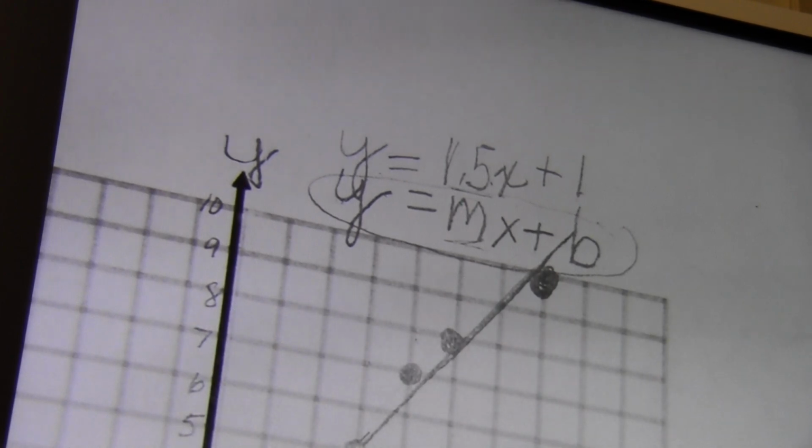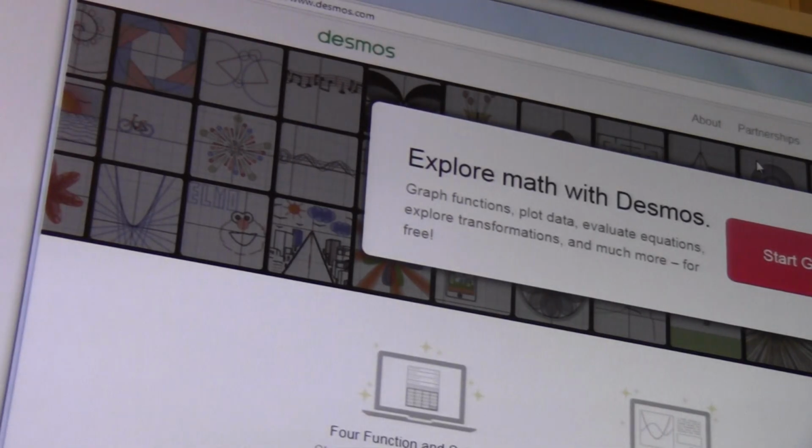Let's see now how we can get a little bit more accurate and look at our regression. If we take a look at Desmos now, if you would type in www.desmos.com, D-E-S-M-O-S. And if you look at that, this is your initial screen. And it says start graphing, so let's do that.